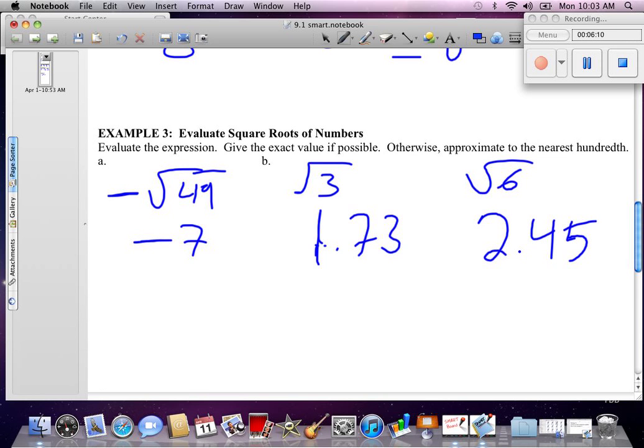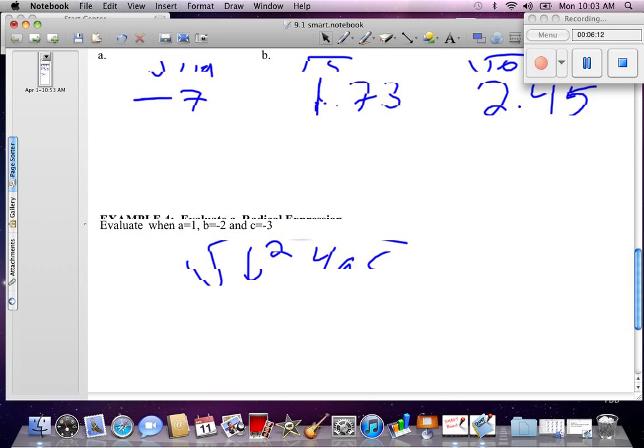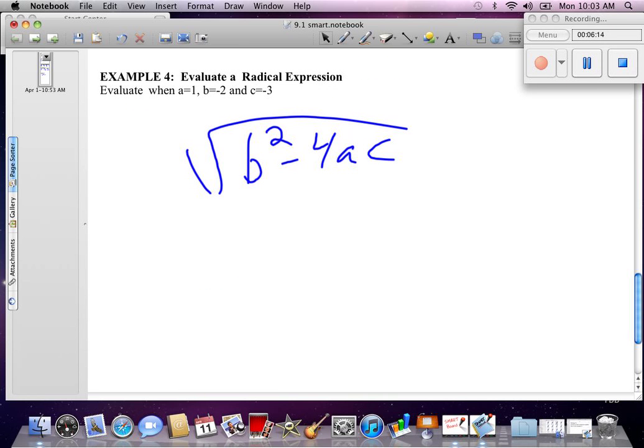Quiet, please. All right, now we're going to try something that's a little bit different. We're going to plug a equals 1, b equals -2, and c equals -3 into the equation, the square root of b squared minus 4ac. We're going to be using this particular formula an awful lot.